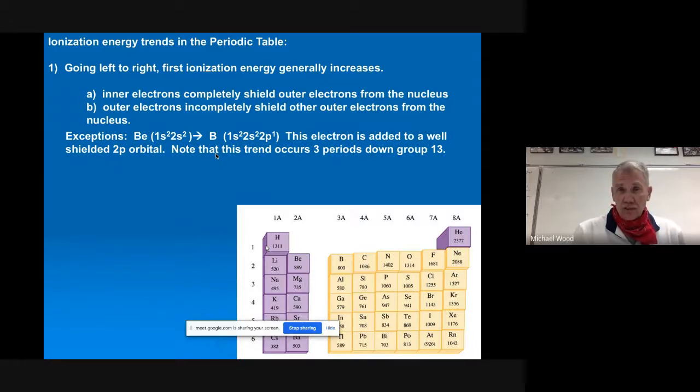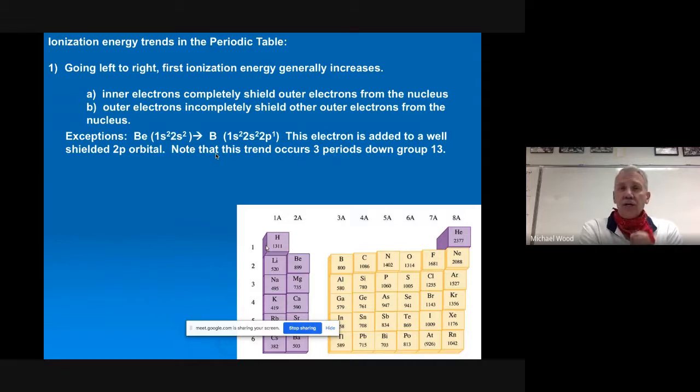The same thing happens magnesium to aluminum. Again, it dips down. The same thing happens calcium to gallium. Why? There's really two explanations you could give. One of them: this electron is added to a well-shielded 2p orbital. So that last electron for boron is going into 2p1, for aluminum into 3p1, for gallium into 4p1. It's very well shielded by those inner core electrons. So boron by the 1s2, the 2s2. For aluminum, 1s2, 2s2, 2p6, 3s2 is shielding those p1 orbitals.